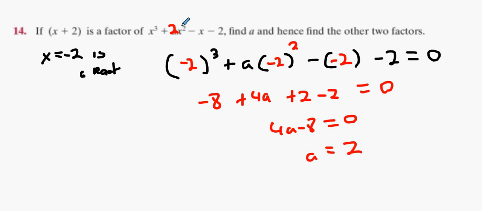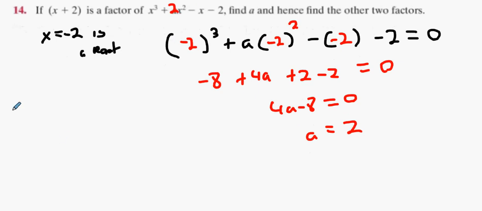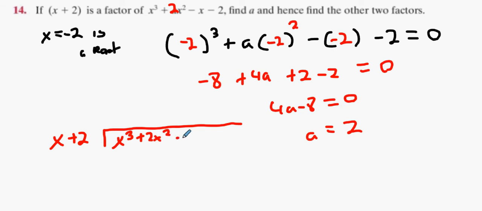Change it to a 2, don't I? So what can I do now? I can long divide x plus 2 into x cubed plus 2x squared minus 1x minus 2. And that's a much easier long division than what I did earlier. So that's how you know you chose the wrong idea.